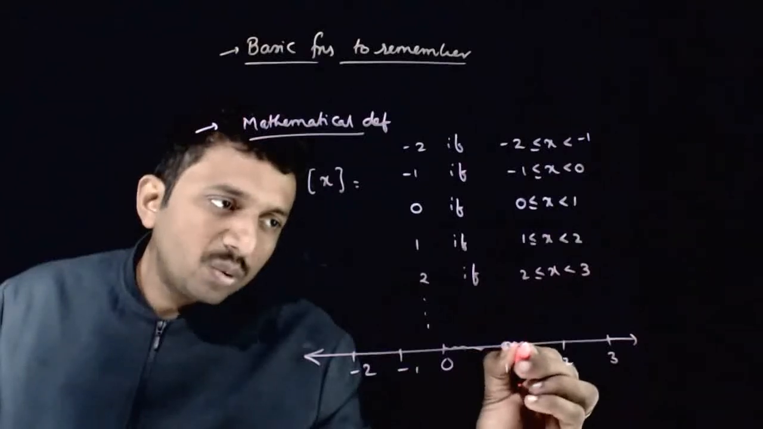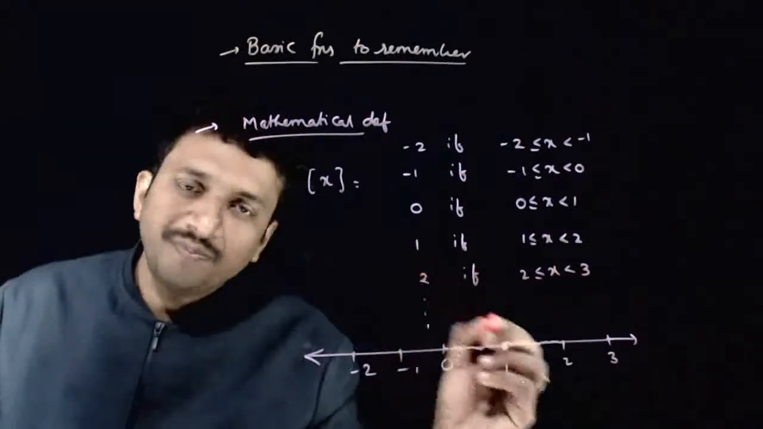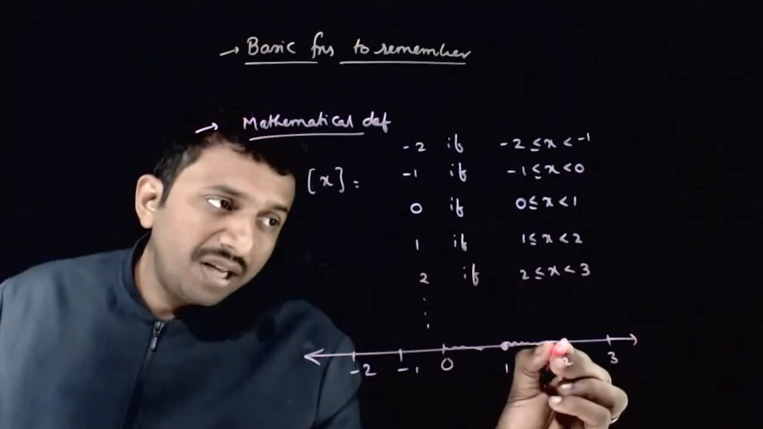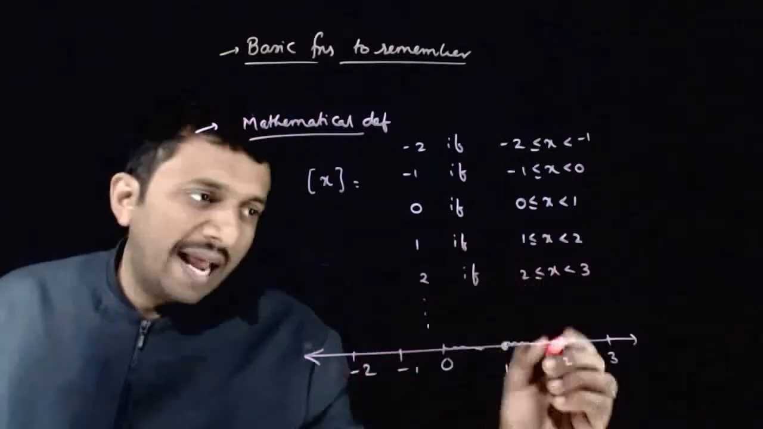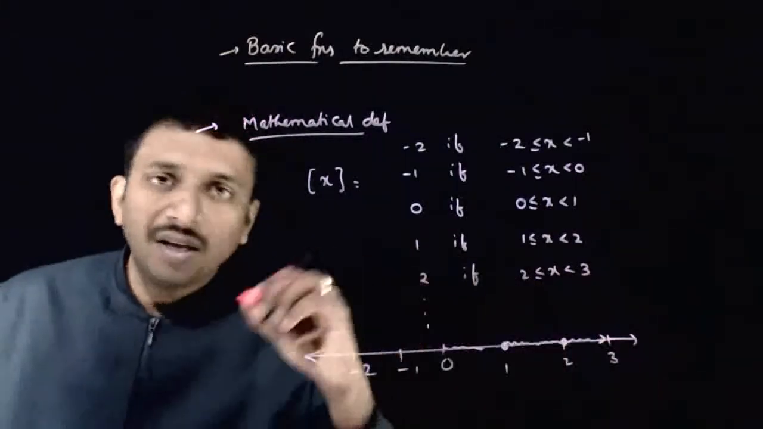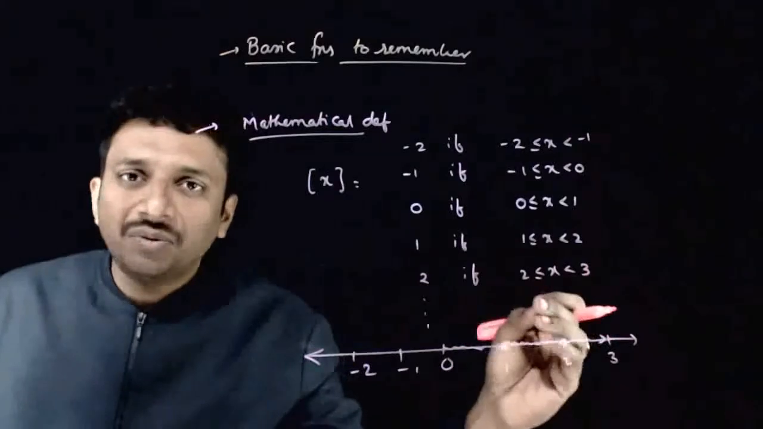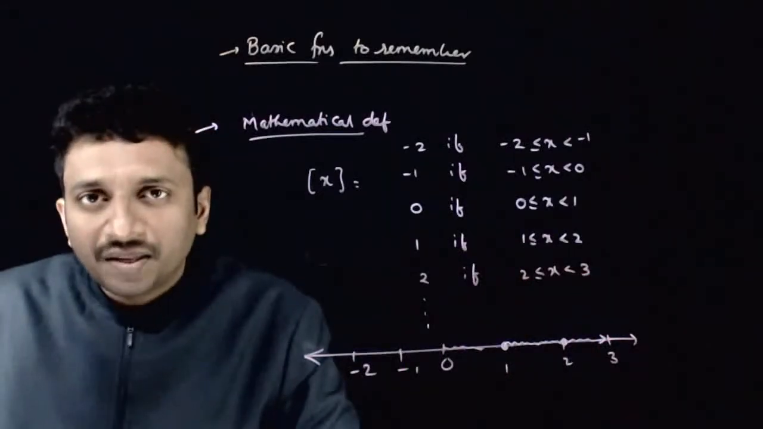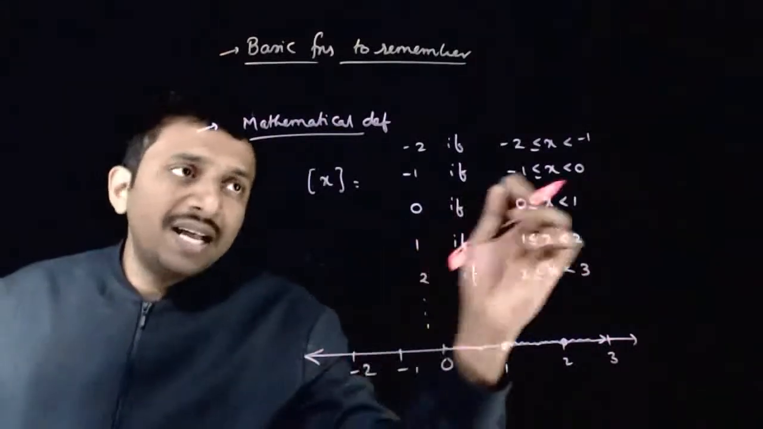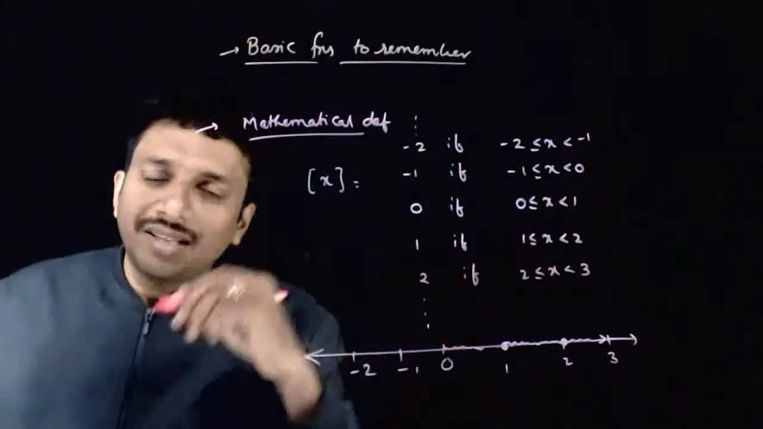And this remains 1 till you go to 2. So exactly when you reach 2, the integer part jumps to 2. And it remains 2 for a unit interval. And then it jumps to 3, it jumps to 4, and so on. So now, once you understand the mathematical definition, this goes on like this.